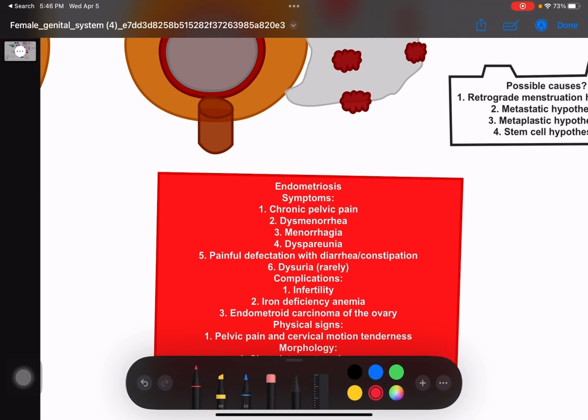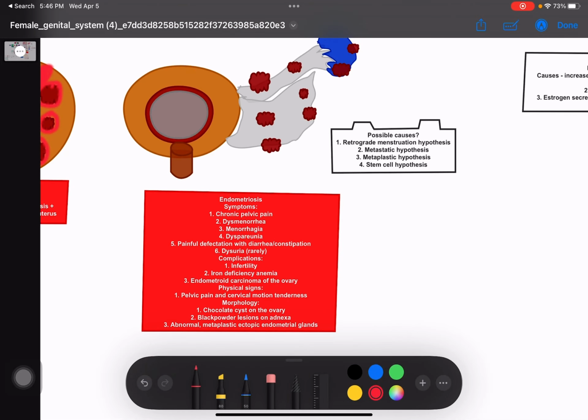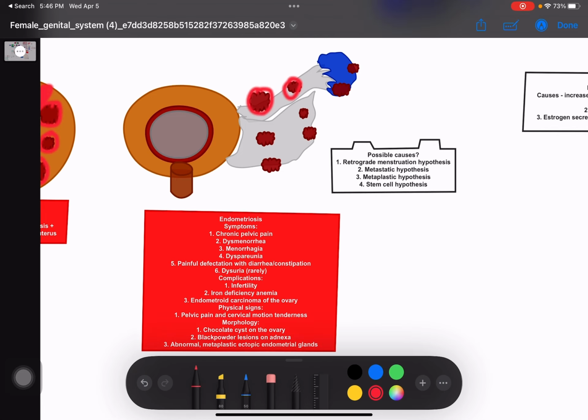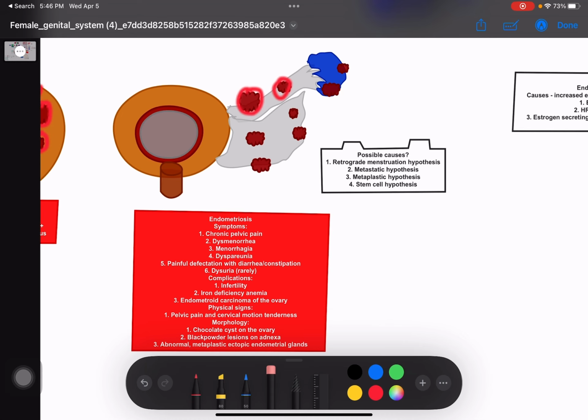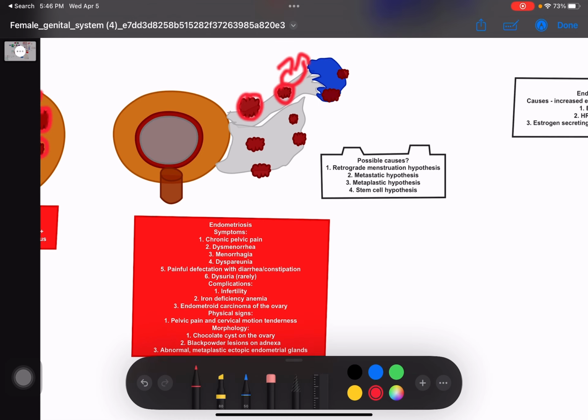So let's talk about the symptoms of endometriosis. As I said, there are many locations where endometrial tissue can be aligned. This endometrial tissue is not like a regular endometrial tissue. It has much higher activity in terms of pro-inflammatory mediators such as prostaglandins, which can lead to increased inflammation. So these endometrioid tissues can express prostaglandins, which can cause inflammation.